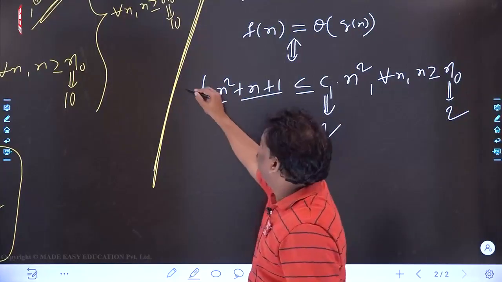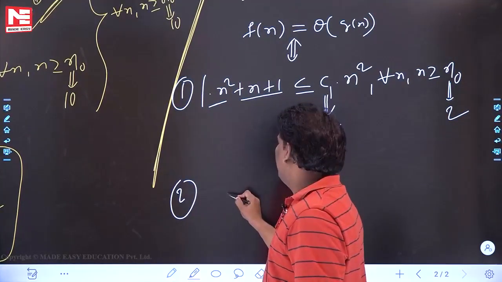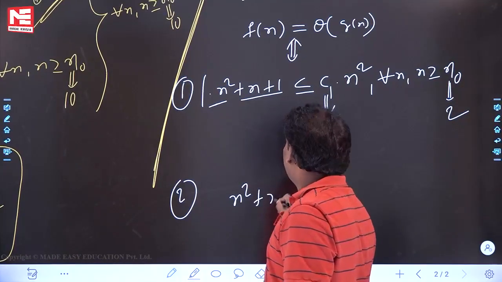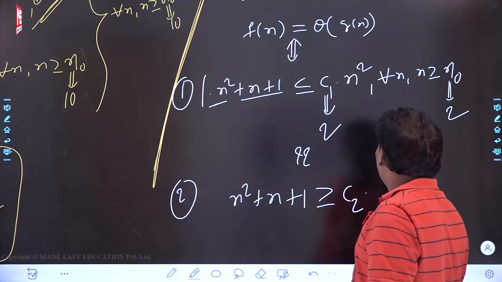Let's see the next one now. Omega also, it should satisfy omega also. Let me try omega. What is f of n? n square plus n plus 1, greater than or equal to some C2 into, what is g of n?